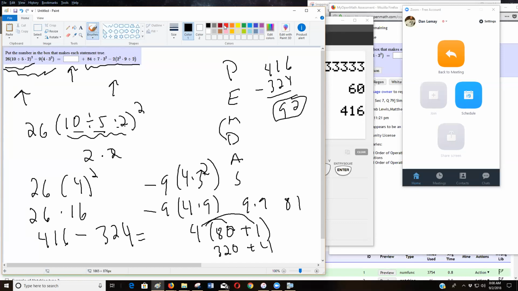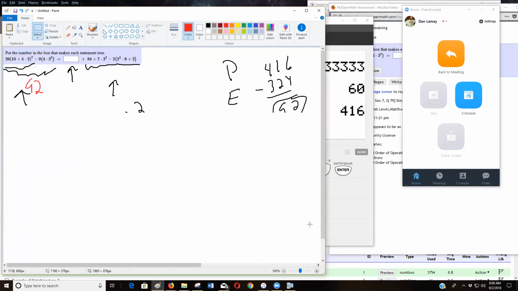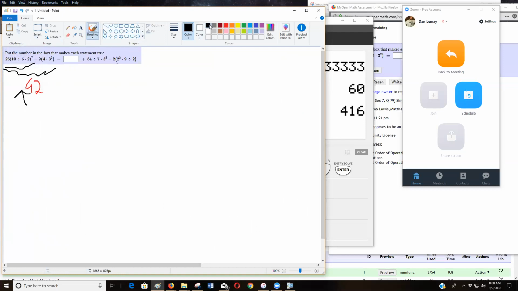Here, let me get fancy. Write that as a red 92 so I don't lose that. Let me remove some of this stuff. I hope you're finding these open math questions better than a worksheet. I mean, really, it's just like a worksheet, but at least you get multiple chances. I like using the online math.